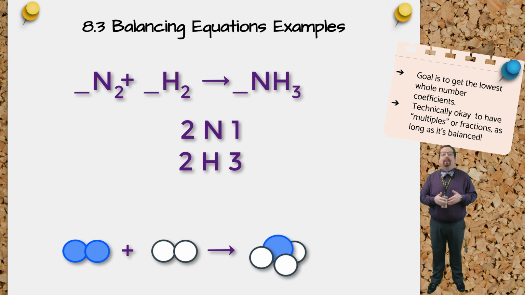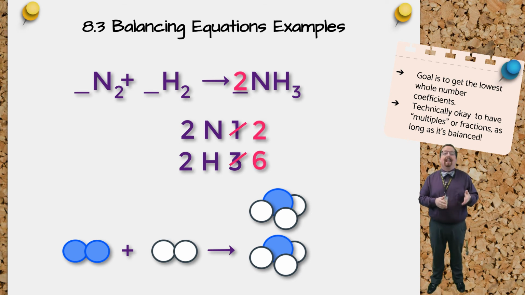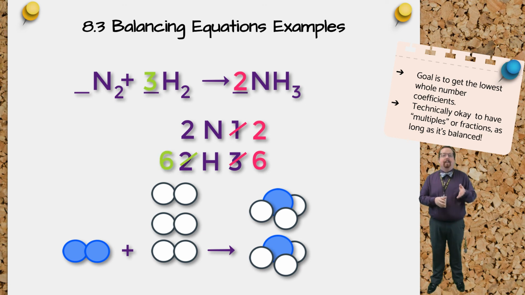I need more nitrogens on the product side, so I'm going to put a 2 in front of the NH3. This gives me now 2 atoms of nitrogen, which balances out my N's, but I have 6 atoms of hydrogen now. So my hydrogens are still unbalanced, and I need more on the reactant side. If I put a 2 in front of H2, that gives us 4 atoms of hydrogen, which still isn't quite enough to get to 6, so I'm going to put a 3 there. This gives me 6 atoms of hydrogen on both sides, and now I'm all balanced.